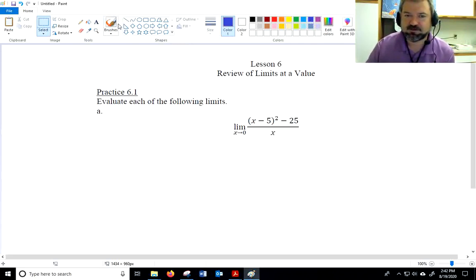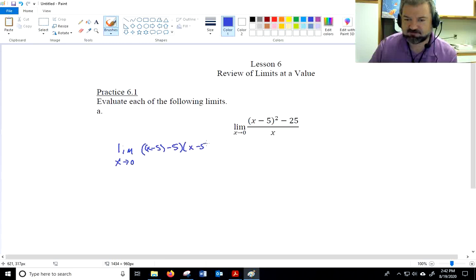Now, for this one here, we can be kind of clever. We can actually factor this as a difference of two squares, but we could also expand it out. So let me show you how I would do it if I factor it. I just think it's kind of a neat thing to do. It becomes x minus 5 times x minus 5 plus 5.